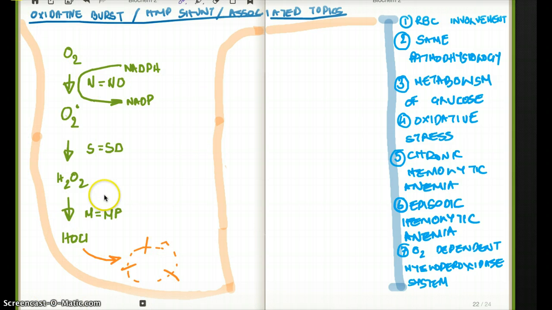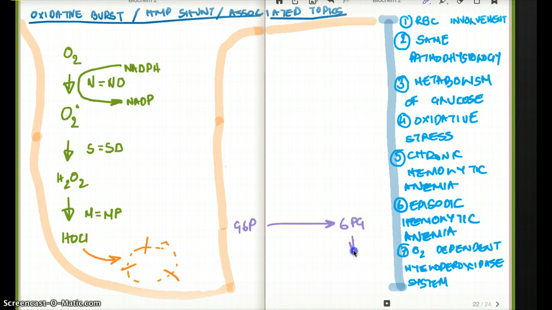So now I would like you to keep this in mind, the phagolysosome action of the oxidative burst and all that, and move on to inside the cytoplasm. What is happening inside the cytoplasm? Inside the cytoplasm, glucose is converted to glucose 6-phosphate, right? So glucose 6-phosphate is then converted to 6-phosphogluconate. So why exactly are we doing this?